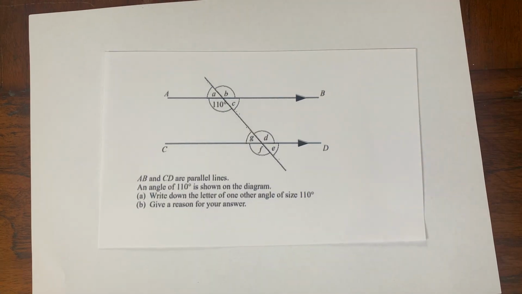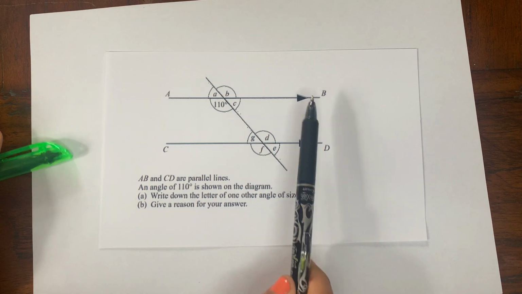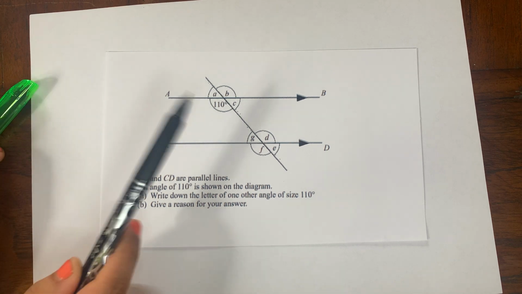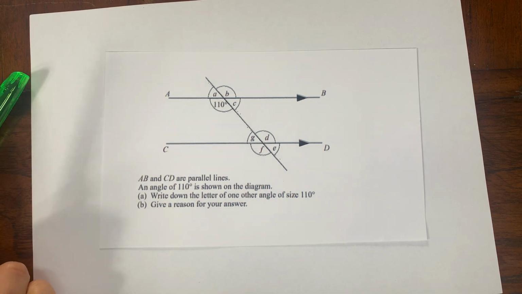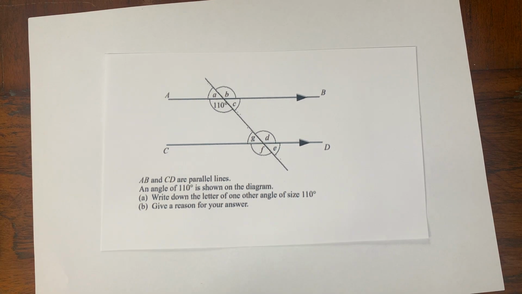Starting with this question here, you are told that AB and CD are parallel lines. We can also see here we've got the symbols telling us they're parallel lines. An angle of 110 is shown. We want to write down the letter of one other angle of size 110. I'm going to do you one better. I'm going to give you a few different ones.